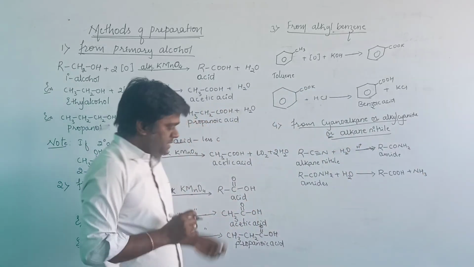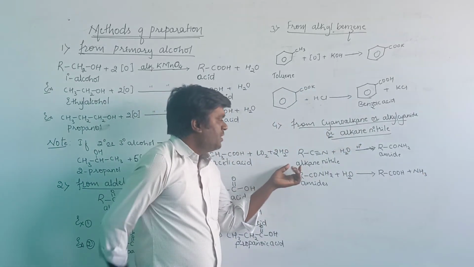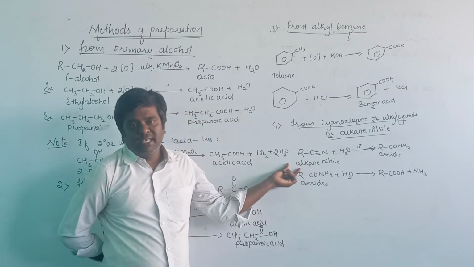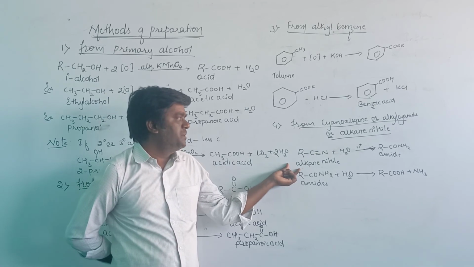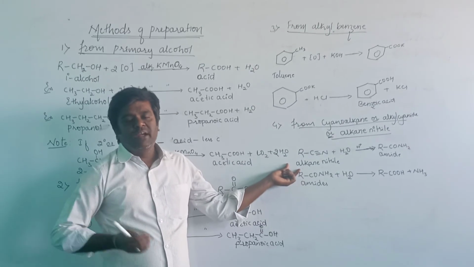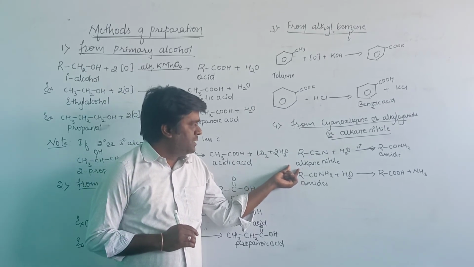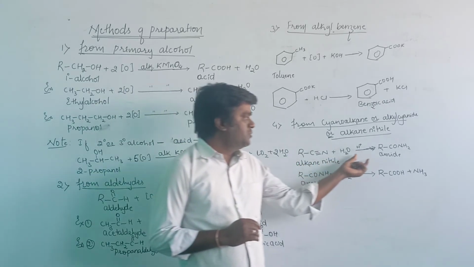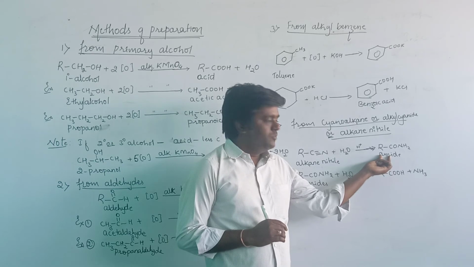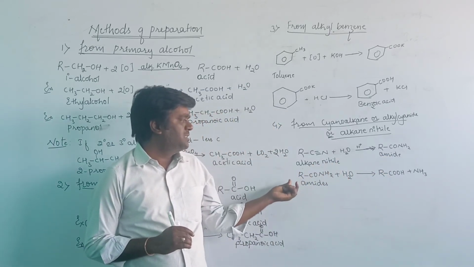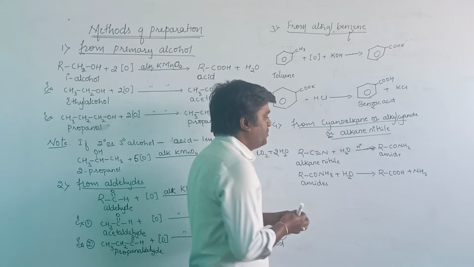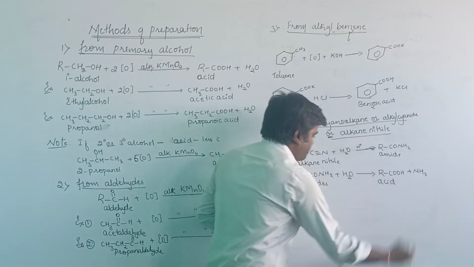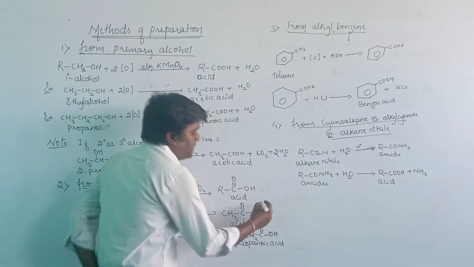Once again I will look at this reaction. When the alkane nitrile undergoes acid hydrolysis, in the acid we are taking hydrochloric acid here, it gives the compound amide, which on further hydrolysis will produce the carboxylic acid. Then let us see an example here.